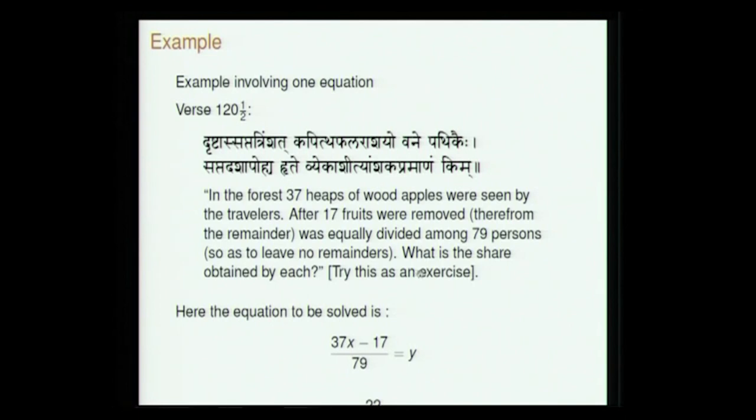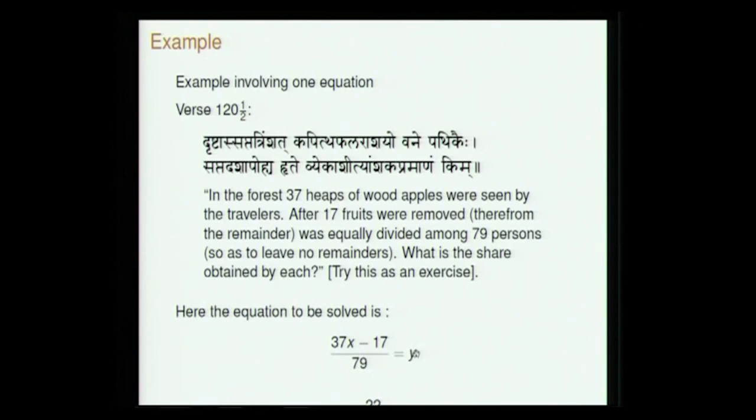Okay. So, 37 heaps were there, and 17 were removed from that. Suppose the number in each heap is x. So, 37x, with 17 removed from that. That could be divided among 79 people: (37x minus 17) by 79. So, that is an integer.